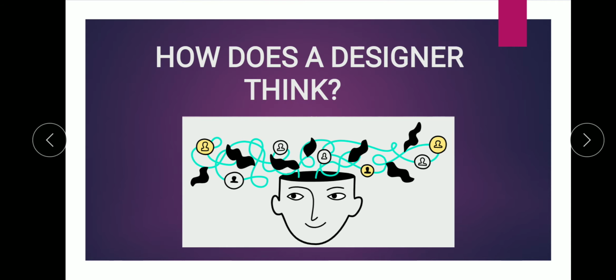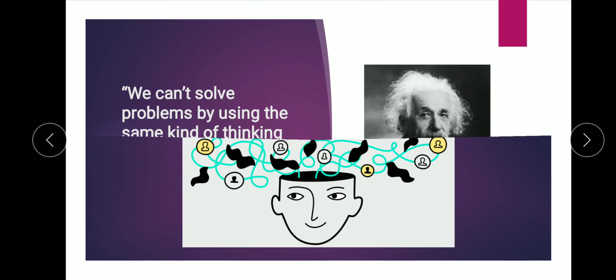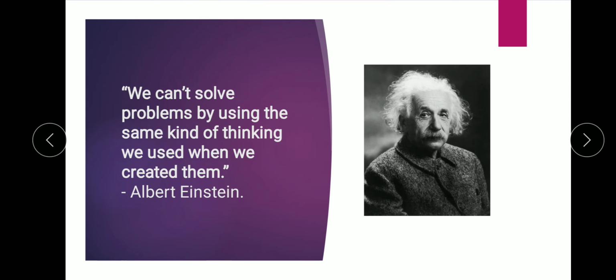So how does a design thinker think basically? For that, we need to look at the quote of Albert Einstein: we can't solve problems by using the same kind of thinking we used when we created them. That's a really deep message by Albert Einstein. If you look into this message, he says that you have already created a design of a product. If you are going to think about the same design, it's not going to solve any problems.